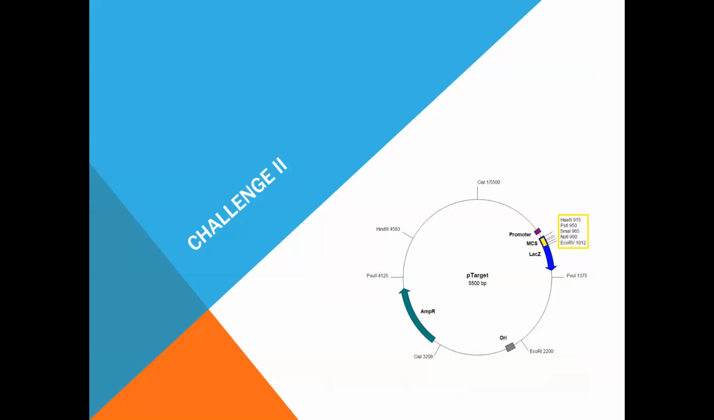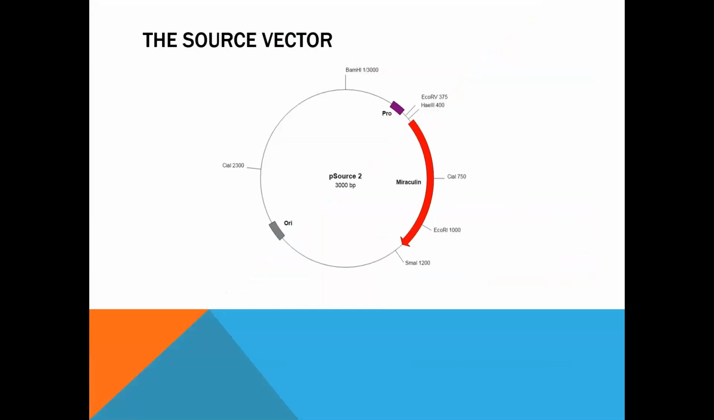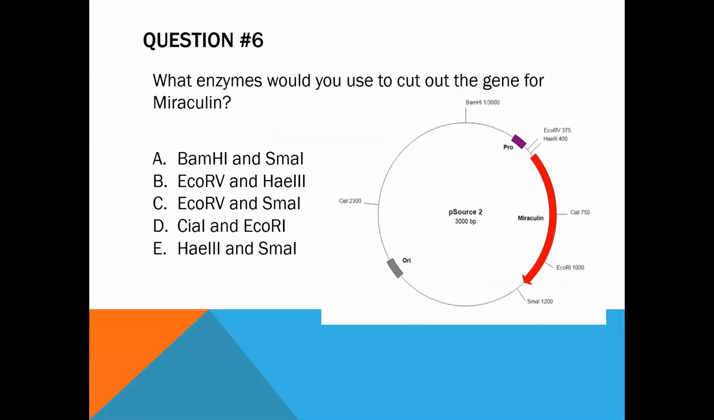Do I have any questions over part 1? So all we're saying is, could you cut it up and reglue them back together? Now, challenge 2 uses P source 2 as its source, and we're still putting it into P target.